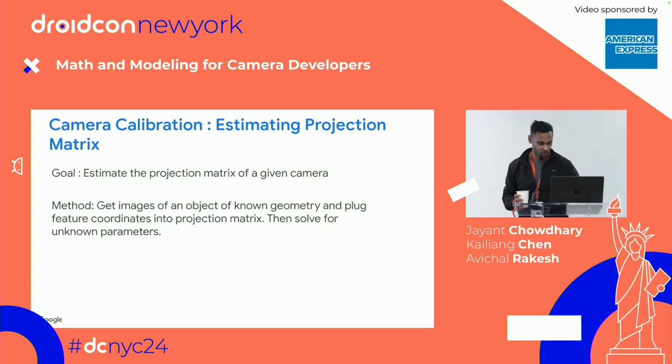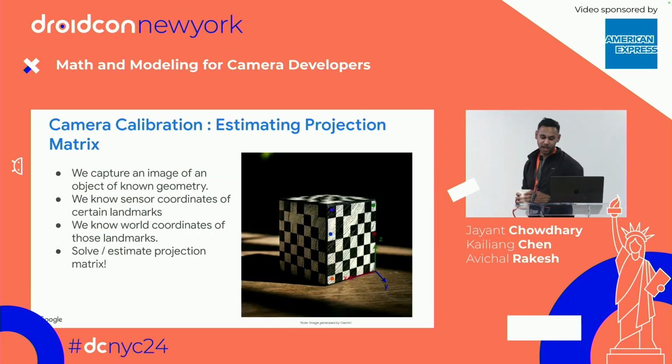So to make things more concrete, let's take an example. Let's say I have a cube in front of me, which is of known geometry. I'm assuming that my world coordinate starts at the bottom right edge of the cube, and I know exactly how high the cube is and where it's placed with respect to the world coordinate frame.